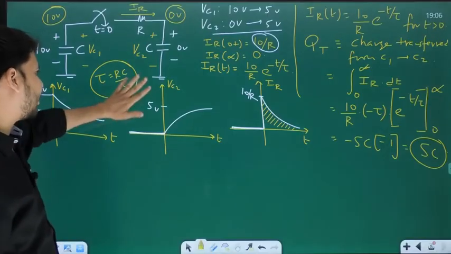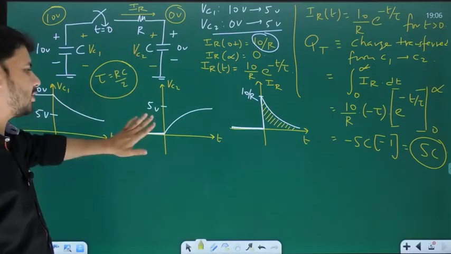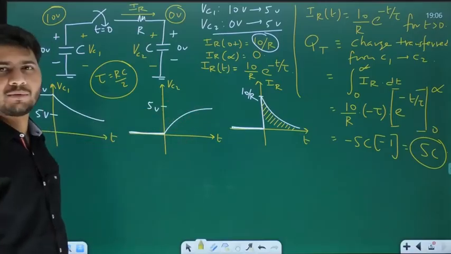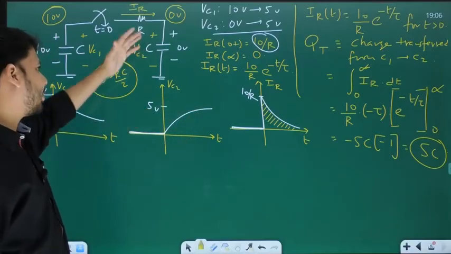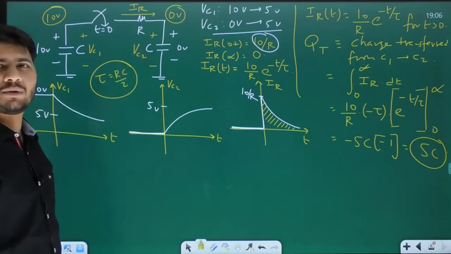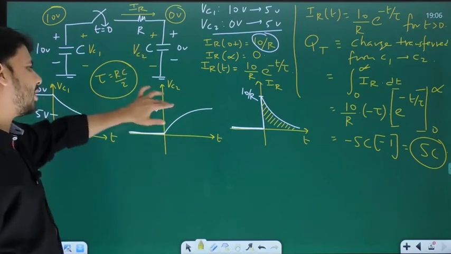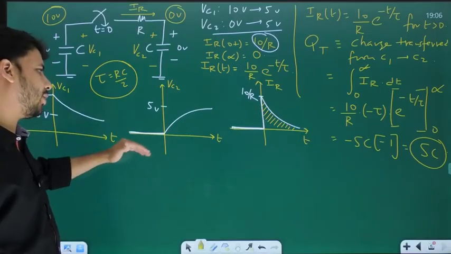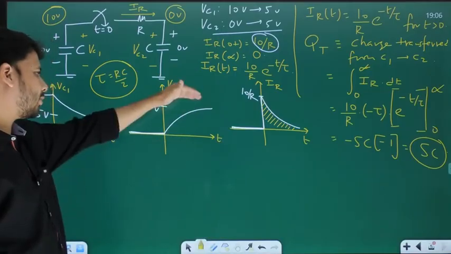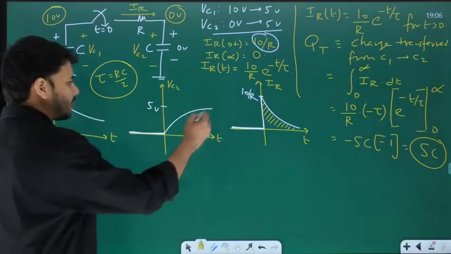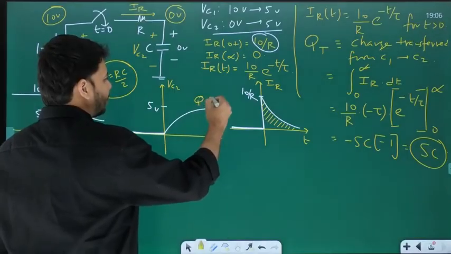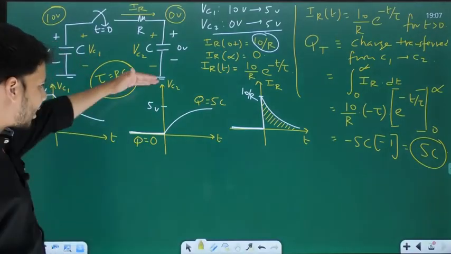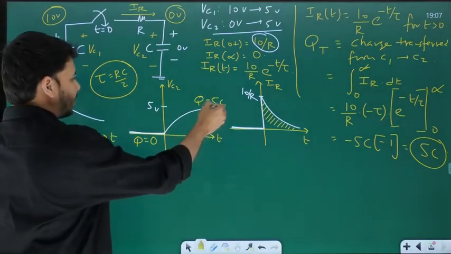For example, if you take C2, initial voltage is 0, so initial charge is also 0. And for C2, final voltage is 5 volts. Capacitance is C. So what is the final value of the charge stored on C2? Is it not C times 5 volts, which is 5C? Yes. And initial charge for C2 is 0. So what is the change in charge for C2? 5C minus 0. I'll just write that down. So here Q is 5C, and here Q is 0. So what is the change in charge, or delta Q? It is 5C minus 0.